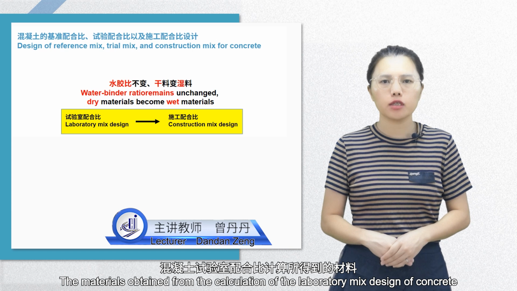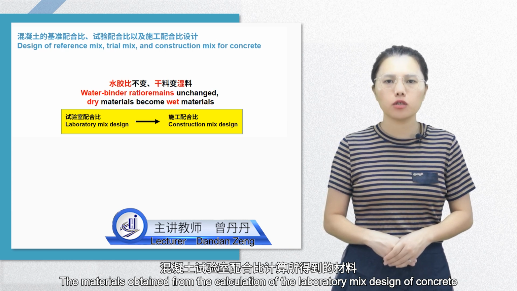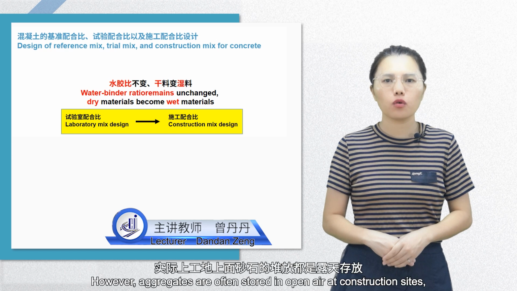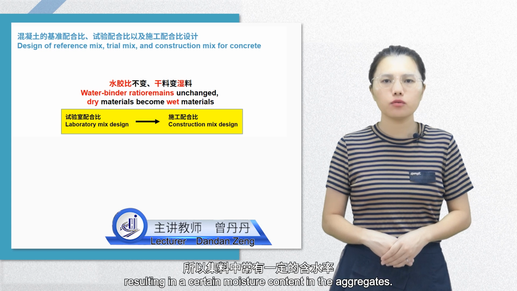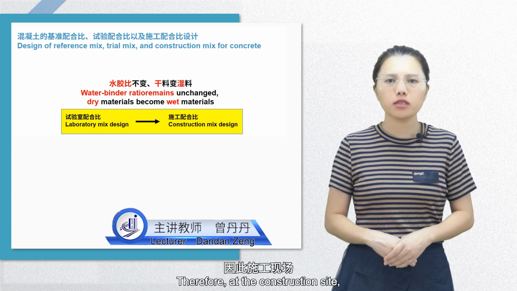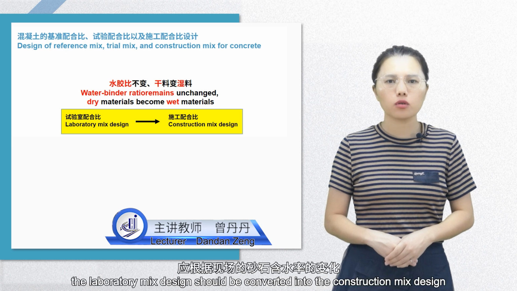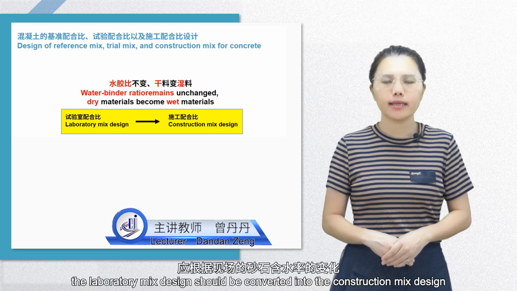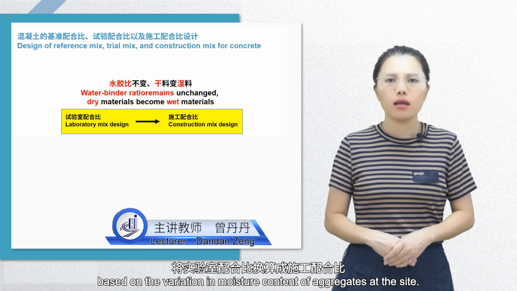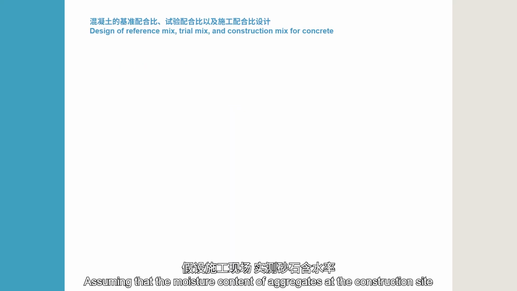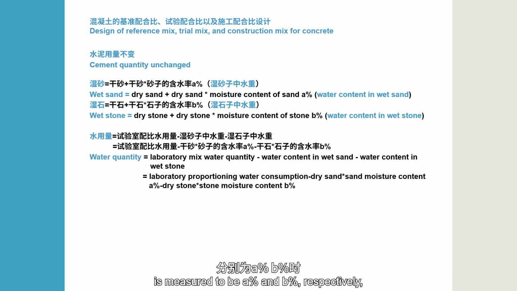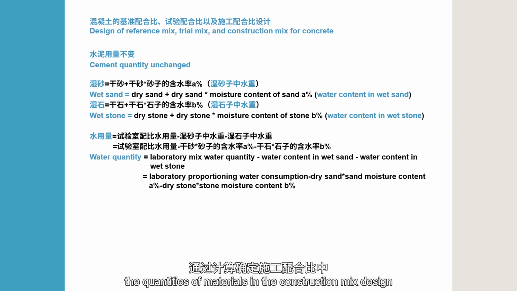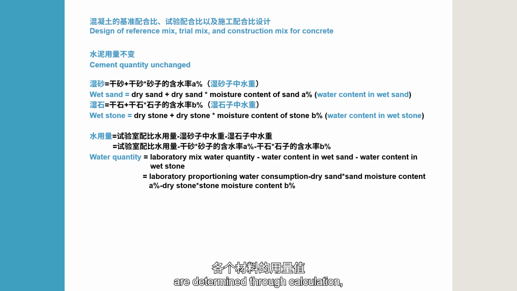The materials obtained from the calculation of the laboratory mix design of concrete are based on dry aggregates. However, aggregates are often stored in open air at construction sites, resulting in a certain moisture content in the aggregates. Therefore, at the construction site, the laboratory mix design should be converted into the construction mix design based on the variation in moisture content of aggregates at the site. Assuming that the moisture content of aggregates at the construction site is measured to be A% and B% respectively, the quantities of materials in the construction mix design are determined through calculation as shown in the diagram.